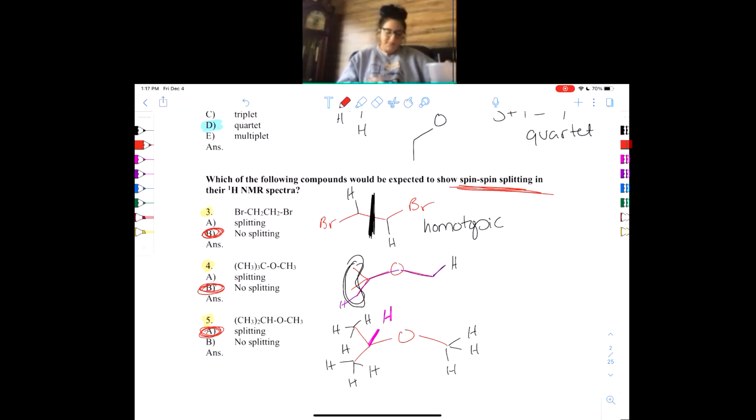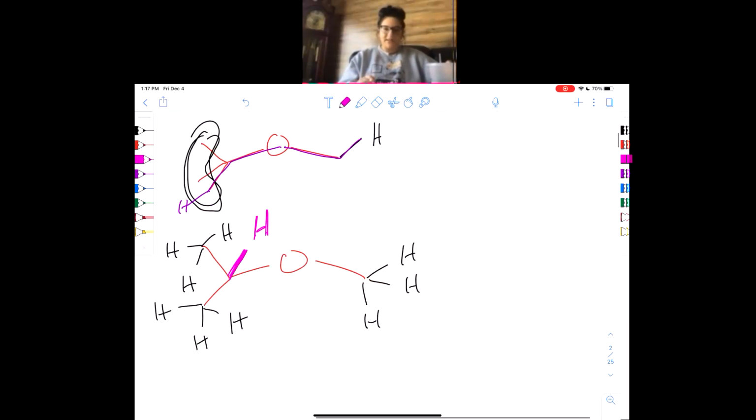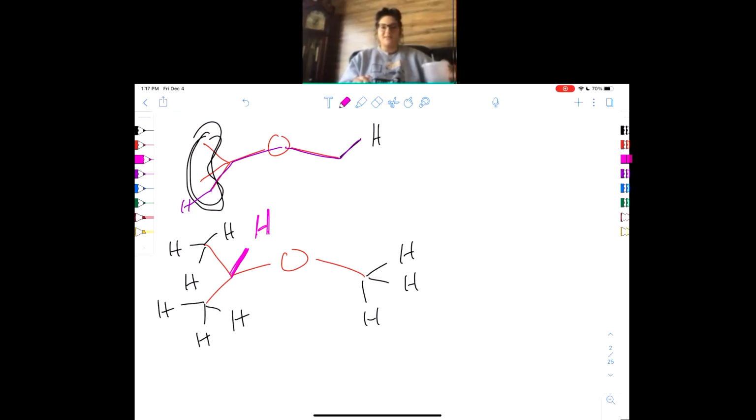Just for funsies, let's find out what the splitting value is for the pink hydrogen. So it has how many neighbors? 6 plus 1 equals 7. That is a septet, or a multiplet. Awesome. That was going to be my next question. So anything above 5, we just call a multiplet. And so the black hydrogens are going to have how many neighbors?